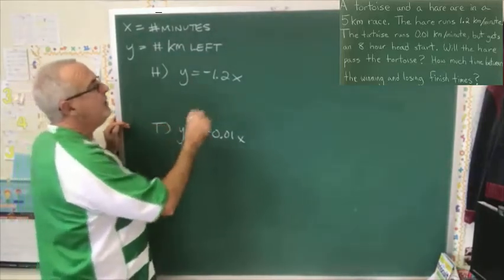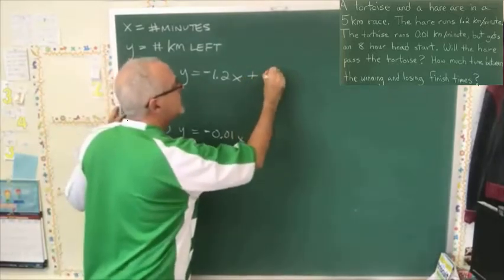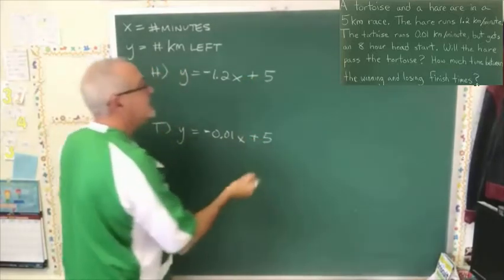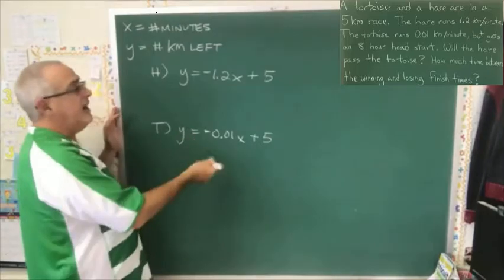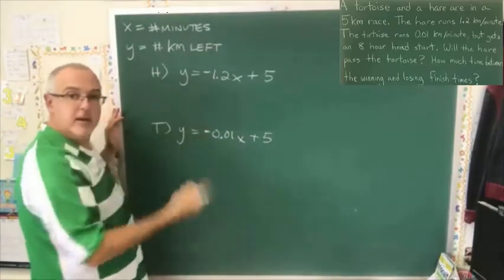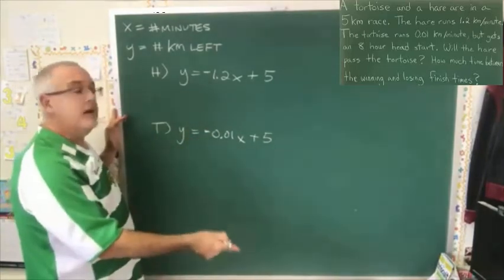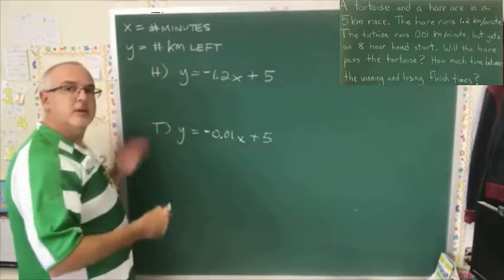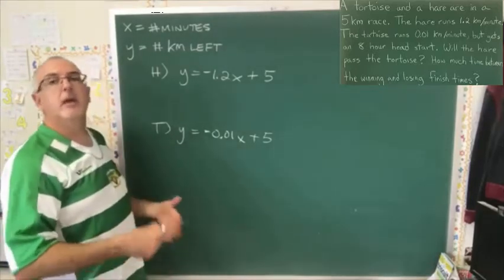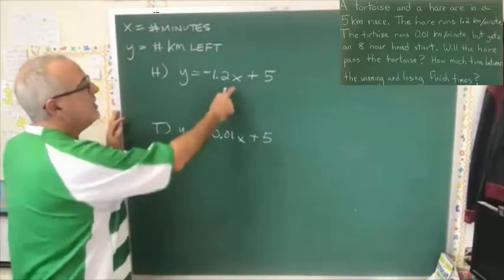But these equations don't have y-intercepts yet. And I have to have a y-intercept which is going to be plus 5 in both cases because at the beginning they have 5 kilometers left that they have to run. So that's an initial value which is often going to be synonymous with a y-intercept. So here are my equations.